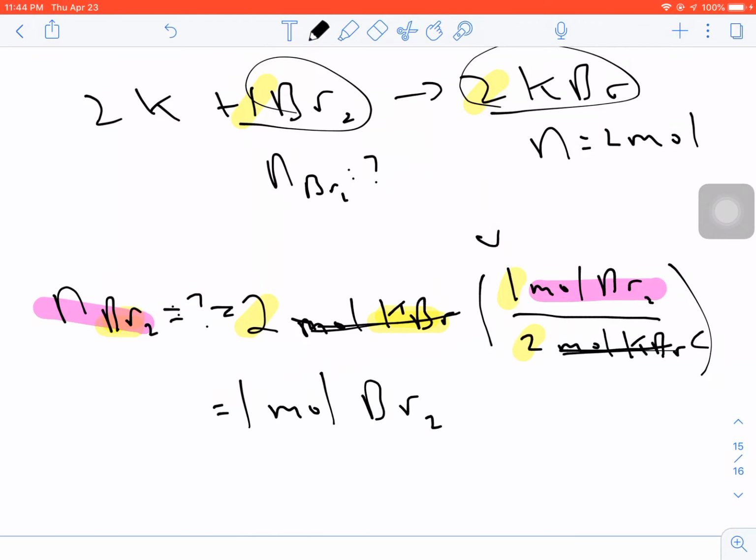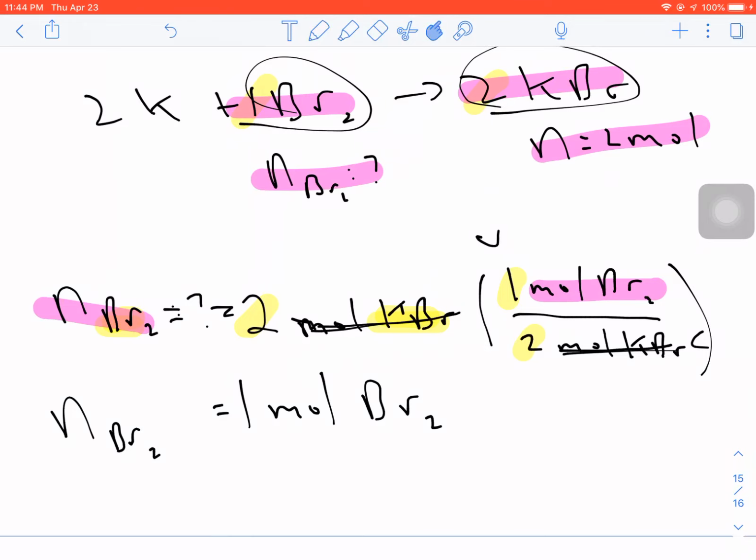So the number of moles of Br2 required to make 2 moles of KBr is 1 mole of Br2. Now, if I actually look at the equation, I kind of knew that already, because the equation shows me that 1 mole of Br2 always makes 2 moles of KBr. So if I'm trying to make 2 moles of KBr, this has to be 1 mole. Logic would tell me that without even doing the question. But we're going to do the question because it's not always going to be nearly that straightforward. Let's keep on going here.